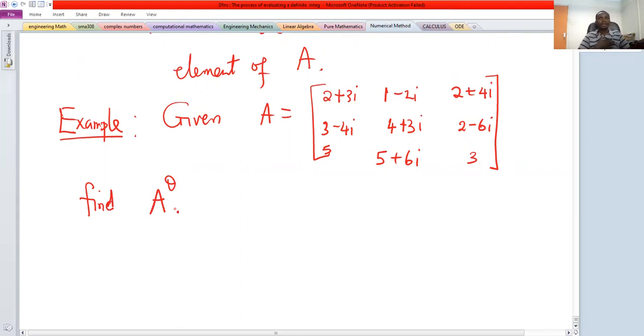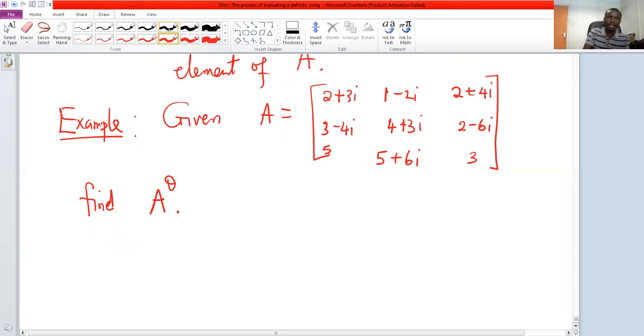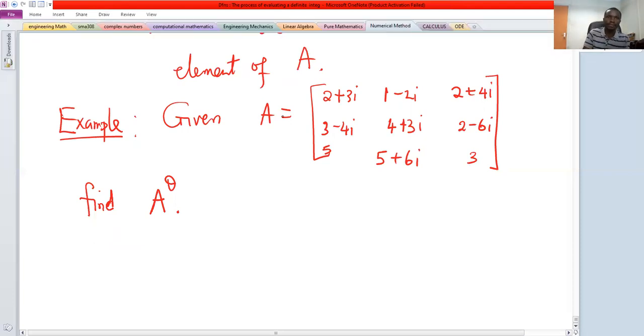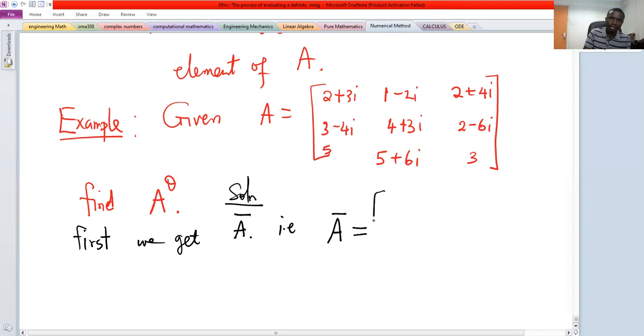So remember we said A power theta or A star is the matrix obtained by getting the transpose of the conjugate of matrix A. So the first step is to get the conjugate of matrix A, and then once we have that conjugate matrix, we get its transpose. So solution, first, we get A conjugate.